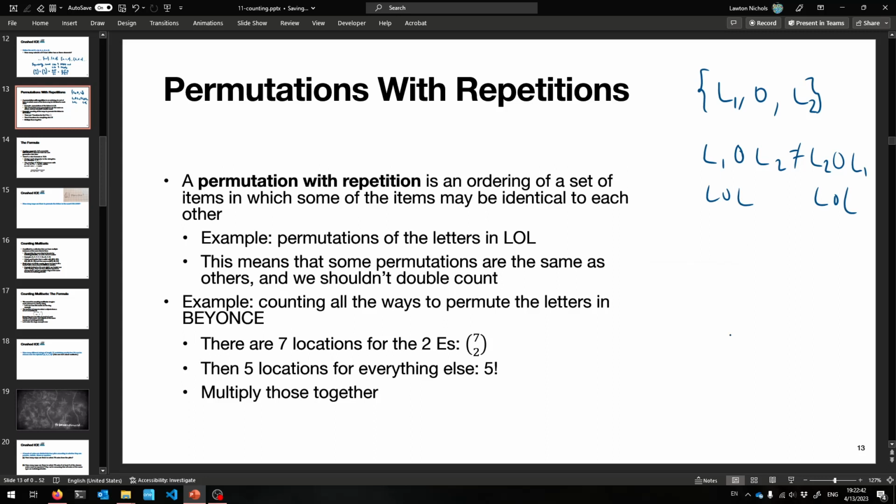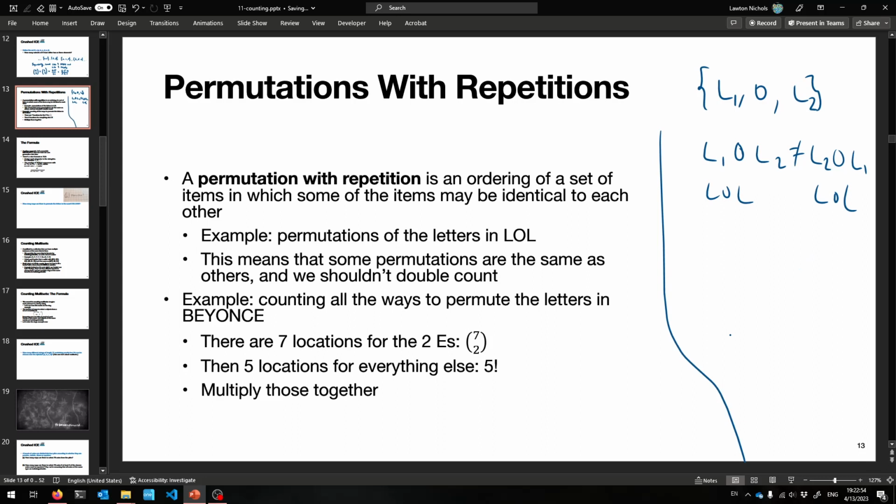I think I'm going to show you a fancier example later, but let's see here. I guess no, let's just go to the fancy example, and then we'll do this one in full. So I will section it off so that we have room for the rest. So let's count all the ways to permute the letters in the string Beyonce.